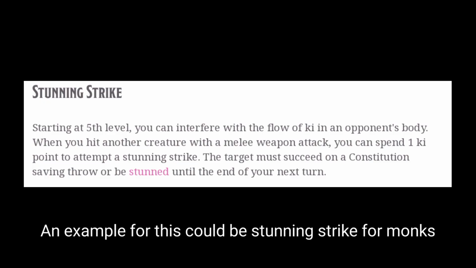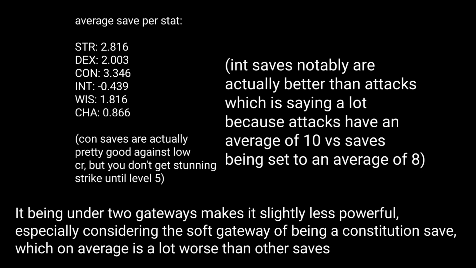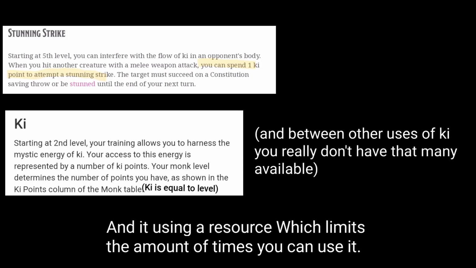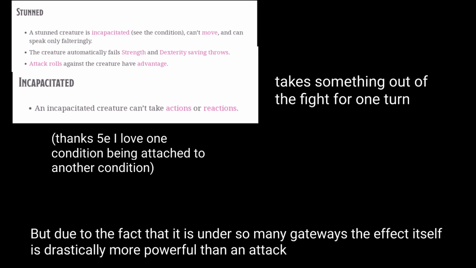An example of this could be Stunning Strike from Monks. It being under two gateways makes it slightly less powerful, especially considering the soft gateways of being a Constitution save, which, on average, is a lot worse than other saves, and it using a resource, which limits the amount of times you can use it. But, due to the fact that it is under so many gateways, the effect itself is drastically more powerful than an attack.